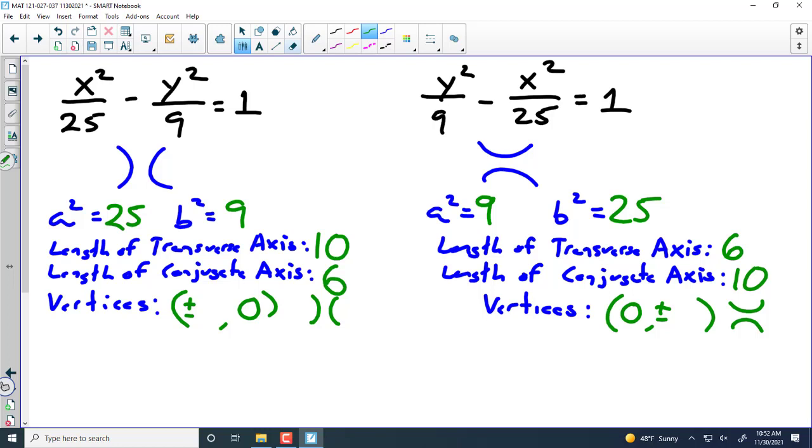For the one on the left, the one that opens left-right, what number do I stick in here? Take a guess. It is 5. Because when we draw our fundamental rectangle in a few moments, we're going to go left and right 5. And if this thing opens left and right 5, that's going to be 5. How about this one over here? What are they going to be? How many units are we going up and down when we draw a fundamental rectangle? 3. So that's why it's going to be 3.